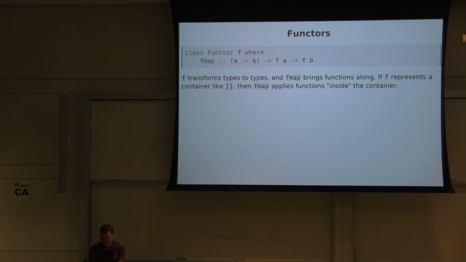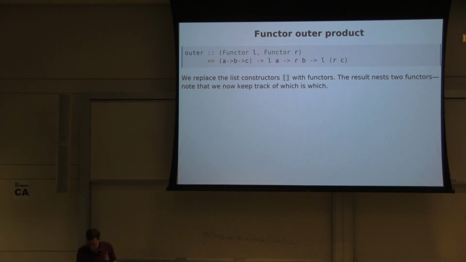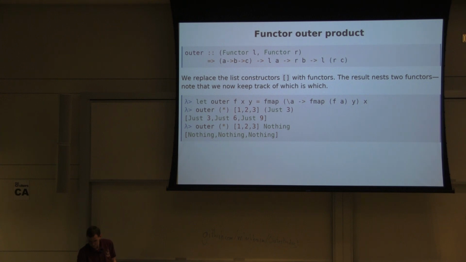So now, why am I doing functional programming when I'm just going to do the same things that I did before? The reason is because in functional programming we have functors. Does anybody here want me to explain what a functor is? Okay. Functors are related to monoids, sort of. We can write the outer product with functors using fmap.